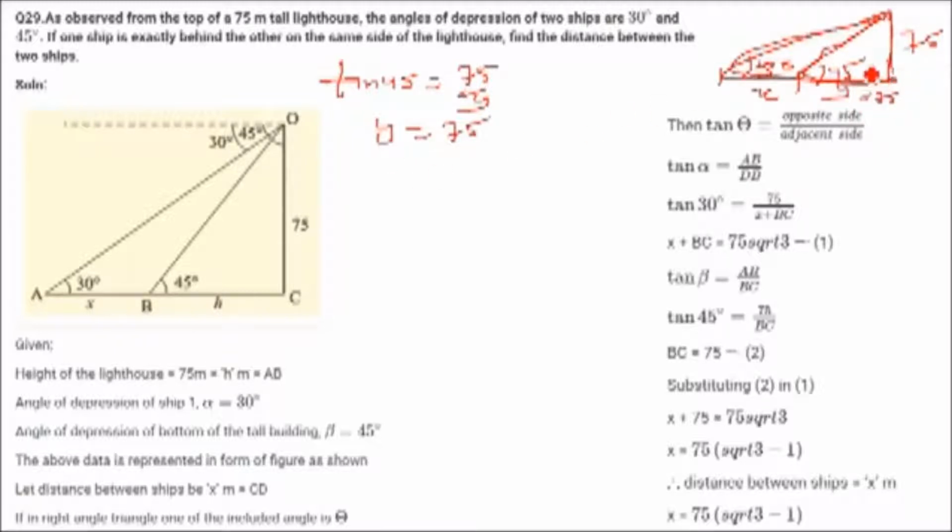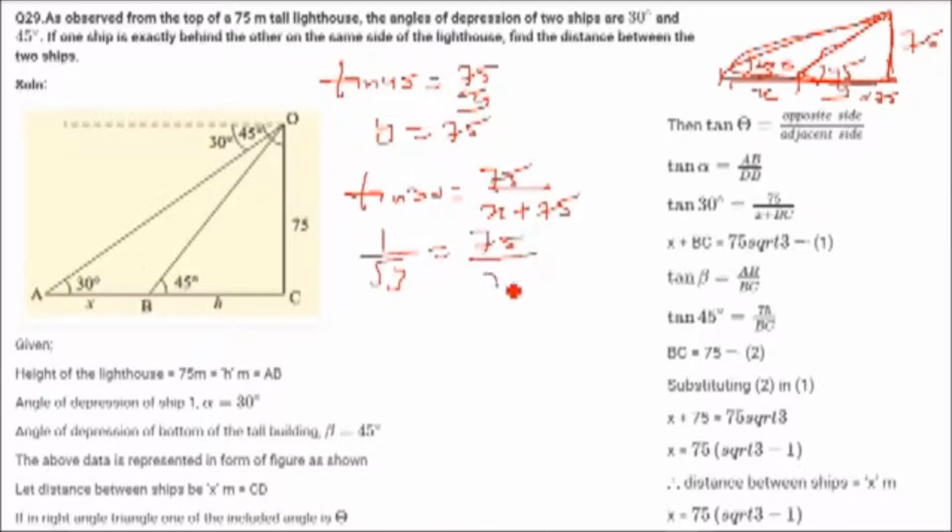Now coming to the bigger triangle, which is the 30 degree angle triangle. So tan 30 is equal to 75, that is perpendicular by base. Now we take x plus y, and we know that y we have already found to be 75. So I'll directly write x plus 75. Tan 30 is 1 by root 3.